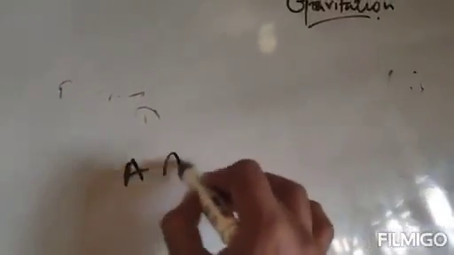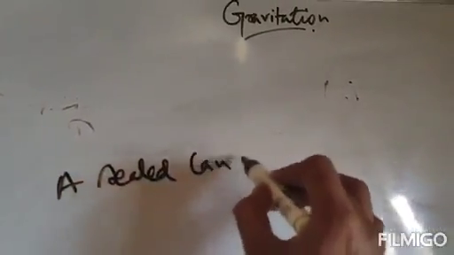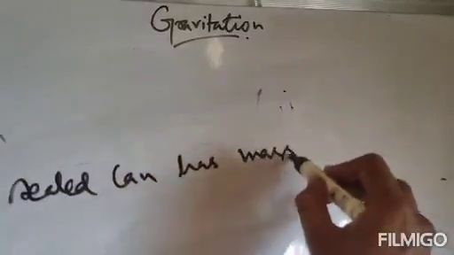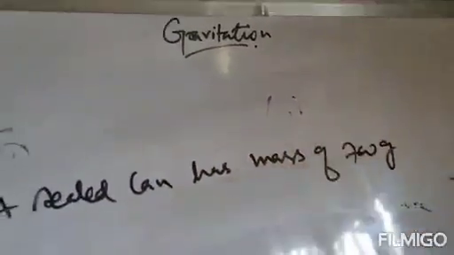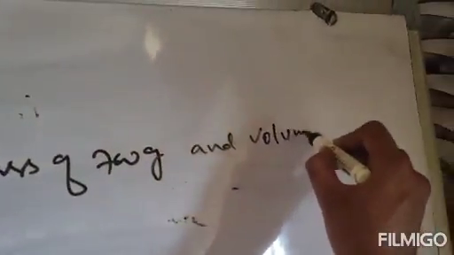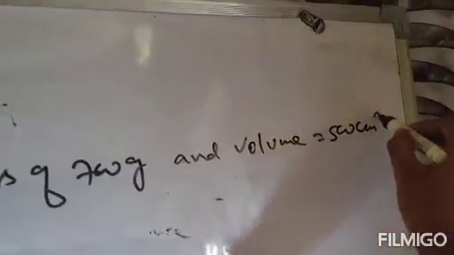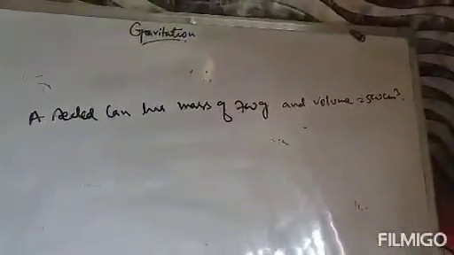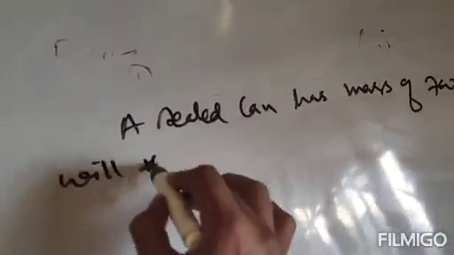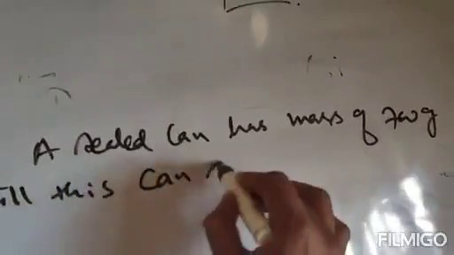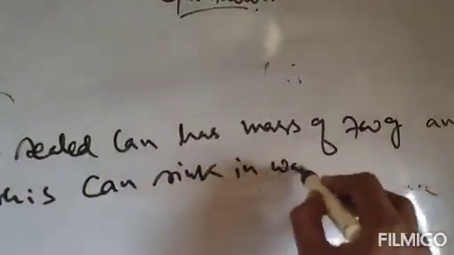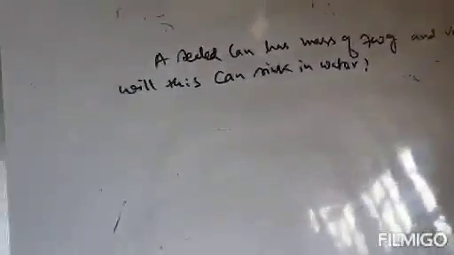Suppose you are told that a sealed can has a mass of 700 gram and a volume equal to 500 centimeter cube. A sealed can has mass 700 gram and volume 500 centimeter to the power 3. Will this can sink in water? This is the question.